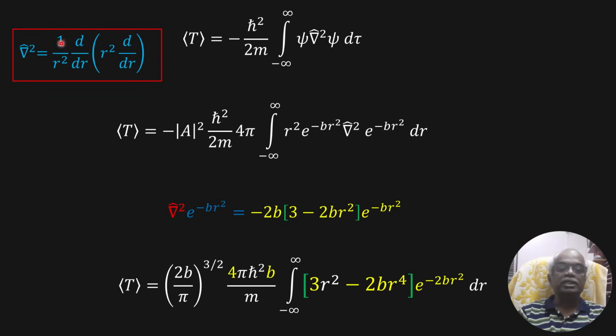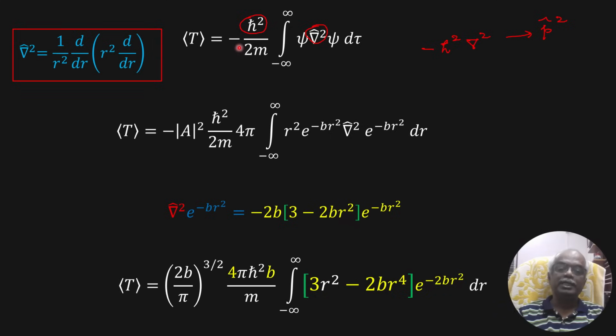Now our task is to find the total energy. First we will find the kinetic energy, which is the expectation value of the kinetic energy operator. The kinetic energy operator is minus h bar squared over 2m del squared. You know very well that it is the p squared operator, so p squared over 2m is the kinetic energy. This is equal to the expectation value of the momentum squared operator.